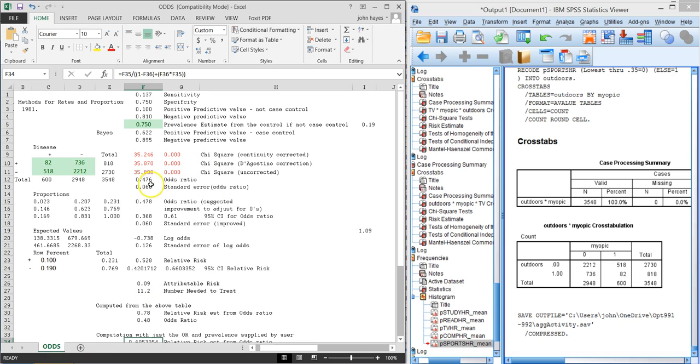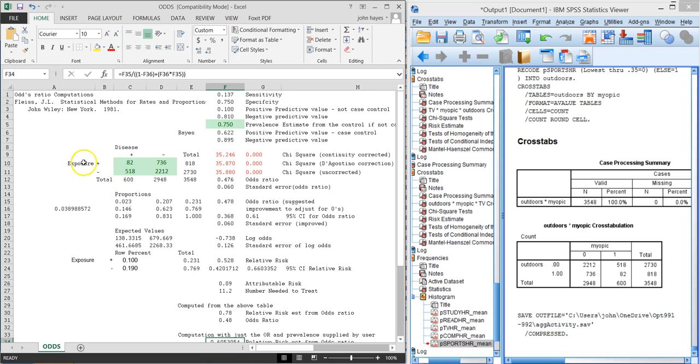So that's the spreadsheet. Again, be very careful about how you put in these numbers. Exposure plus minus, disease plus minus, all of these numbers will be different if you don't put them in the exact right order. So order is very important. These numbers plus prevalence will allow you to find all these different options.